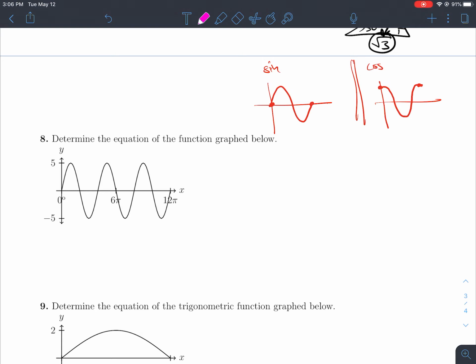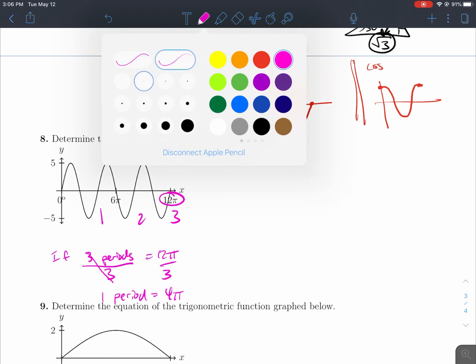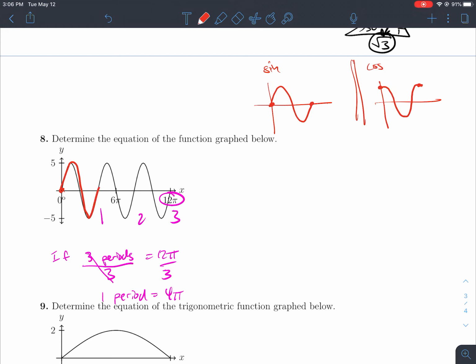All right, so here we go. This one's very sneaky, because they don't give us one period. They actually give us, let's see, 1, 2, 3 periods. So if 3 periods, 3 cycles equals 12 pi, then one period would have to give us 4 pi. So notice that value appears nowhere on our graph. But because 3 of them make 12 pi, one of them has to make 4 pi.